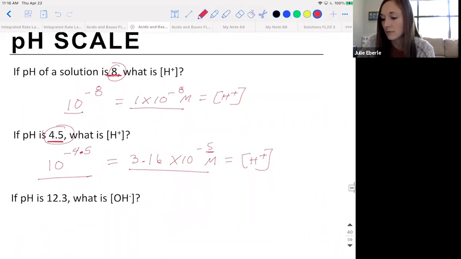Okay, another practice problem. If you have a pH of 12.3, here I'm asking you, not H plus, what is the concentration of OH minus?